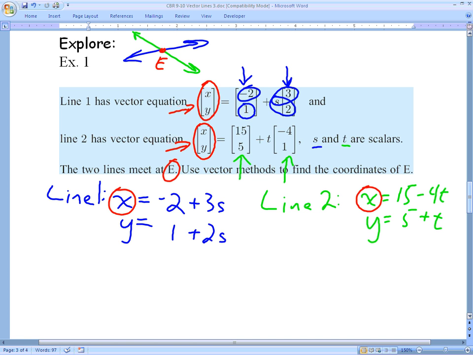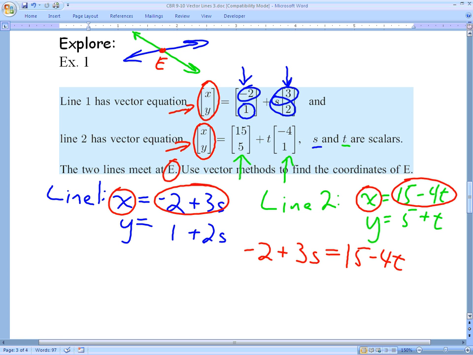So we have -2 plus 3s, which again was my x parameter from the first line. I'm going to set that equal to this x parameter over here, which is 15 minus 4t. I will do the same thing with my y's. So this y should be equal to that y. And following the same pattern, I take 1 plus 2s equals 5 plus t. Notice we have two equations. We also have two different variables, so this is a classic case of a system of equations.